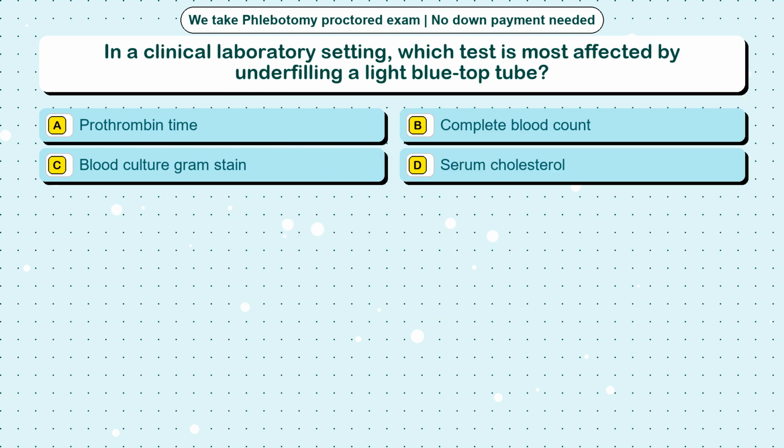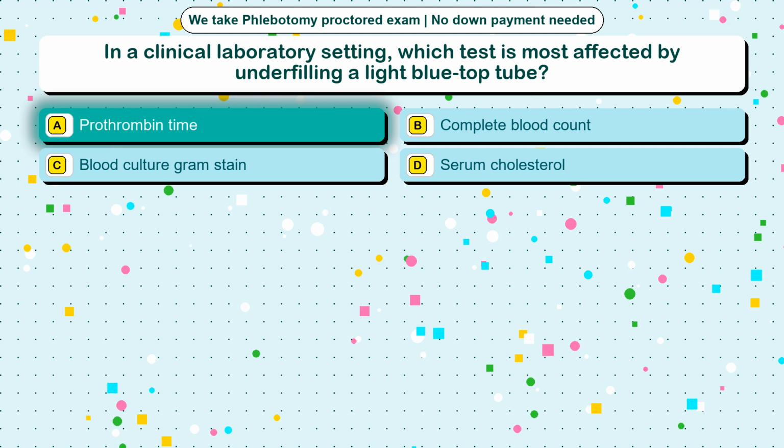Question 57. In a clinical laboratory setting, which test is most affected by underfilling a light blue top tube? Option A, prothrombin time. Option B, complete blood count. Option C, blood culture gram stain. Option D, serum cholesterol. The correct answer is option A, prothrombin time.